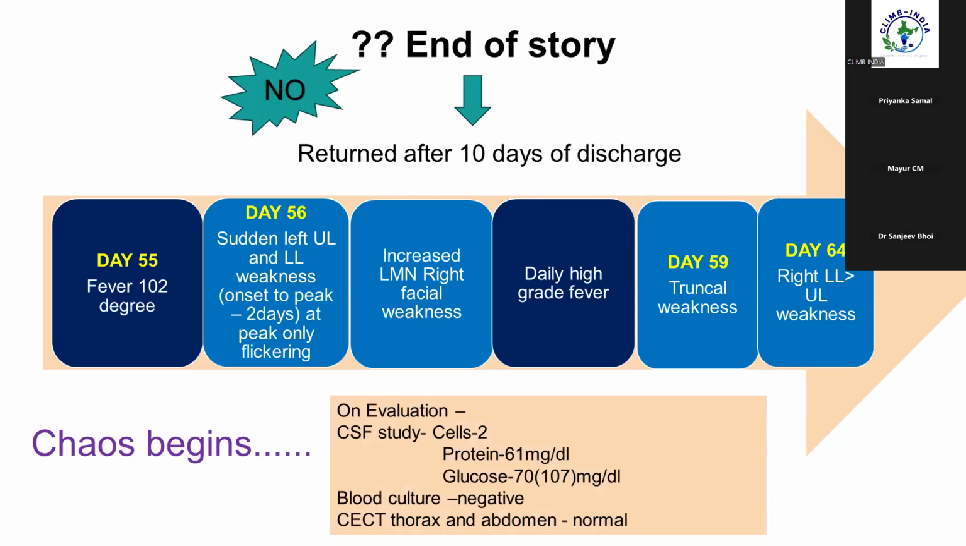The second CSF study after the second visit showed 2 cells with a protein of 61 and glucose of 70 by 107. The blood culture, this was the third blood culture, was again negative, and once again the CT thorax was repeated. It again turned out to be normal.